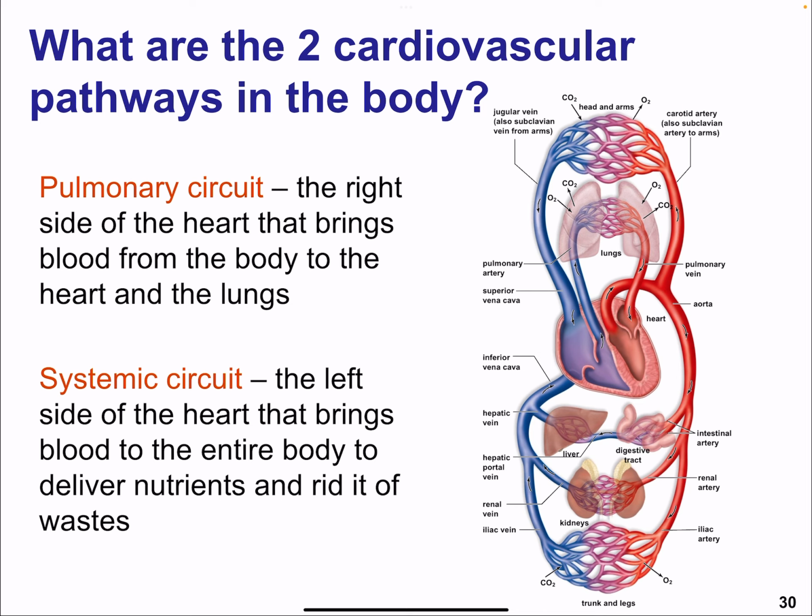Now, let's address the different types of cardiovascular pathways. There are two major pathways. You have the pulmonary pathway and the systemic pathway. In the pulmonary pathway, basically, the blood goes from the heart to the lungs. That's the pulmonary circuit. From the heart to the lungs.